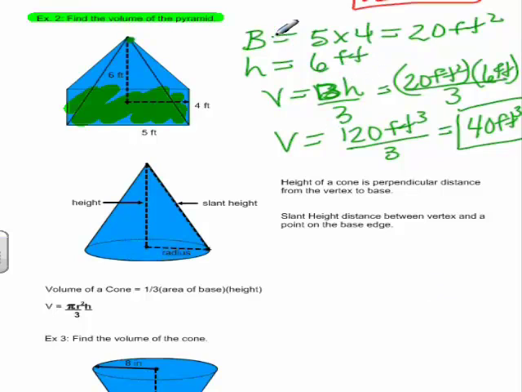We have to find big B, which is the area of our base, and find our height. If it's given to us, that's great. If not, we have to use the Pythagorean theorem to find it, fill it into our formula. Don't forget to divide by 3.